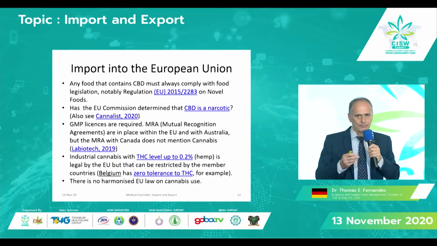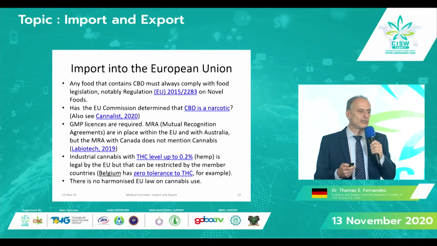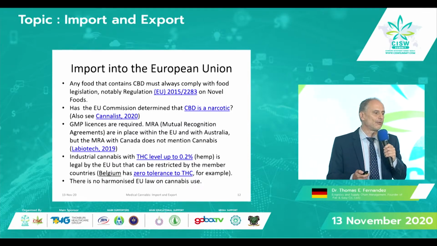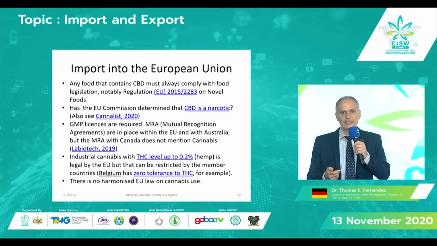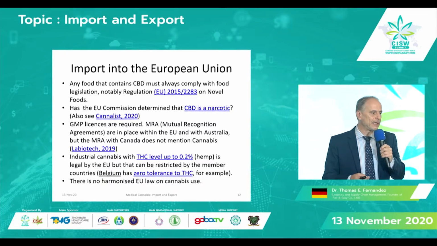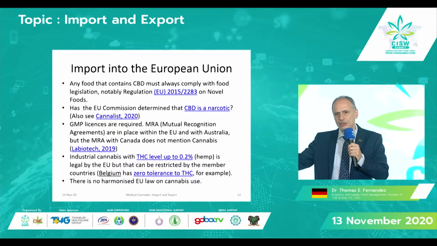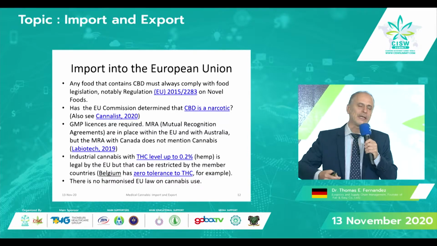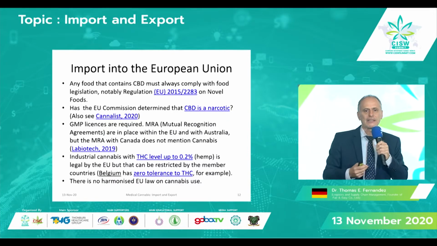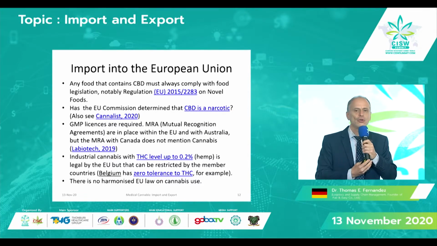So some sources that I found said that CBD is not a narcotic. Others said that it is a narcotic. They agree that a GMP license is required. There are some mutual recognition agreements, for example, between the EU and Australia. So if you have a GMP license in Australia, this will be accepted in the EU. But if you have a GMP license in Canada, that will not be accepted in the EU. So you have to go into detail.